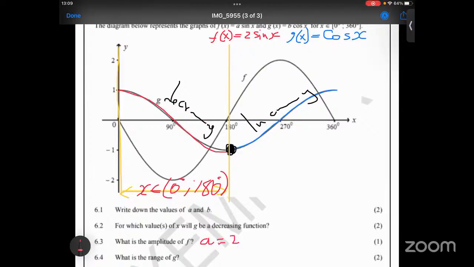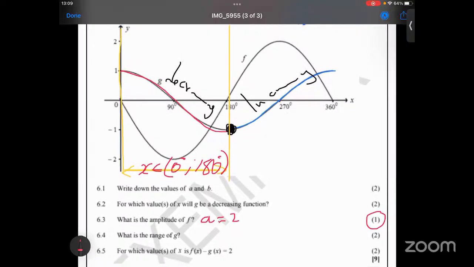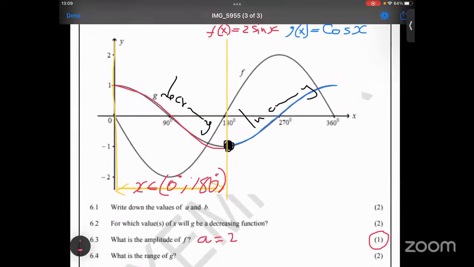The amplitude of that, we have worked it out. That's why they even give it 1 mark. Okay, what is the range of G? Also that one indirectly we have worked it out almost.